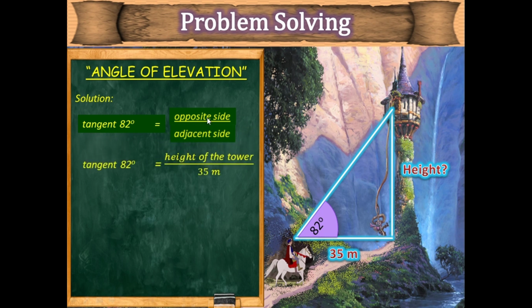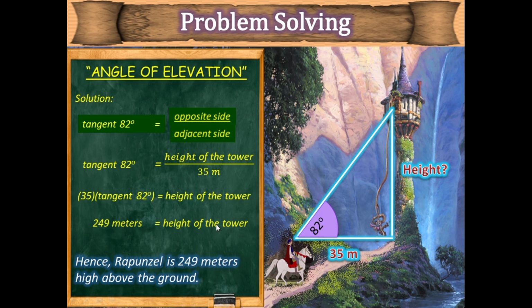Knowing that the opposite side is the height of the tower and the adjacent side measures 35 meters. So how to solve for the height of the tower? We will just need to cross multiply 35 and tangent 82 degrees. So that is 35 times tangent 82 degrees, that is equal to the height of the tower. So use the calculator. 35 times tangent 82 degrees, that means 249 meters. Therefore, the height of the tower is 249 meters. Hence, Rapunzel is 249 meters high above the ground.